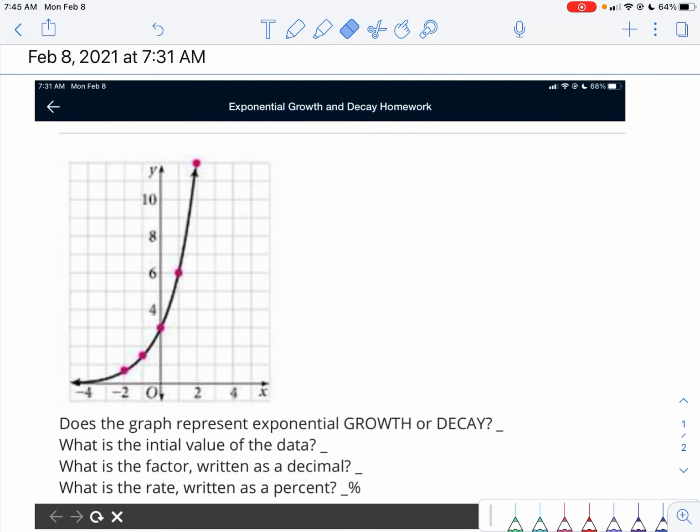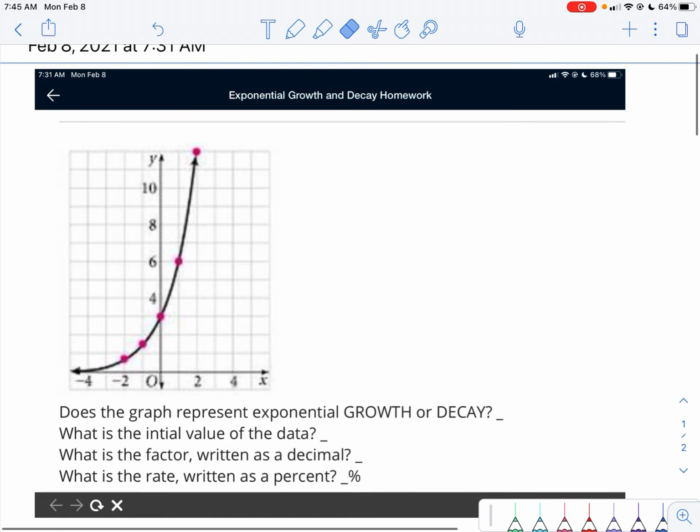All right, here is an example of a homework problem you will see on your exponential growth and decay homework. It gives us a graph of an exponential, and it wants us to figure out if we have growth or decay, and then we want to figure out the initial value, the factor, and the rate. If we have an exponential growth, we would be figuring out the growth factor and the growth rate. If we have an exponential decay, we would be figuring out the decay factor and the decay rate.